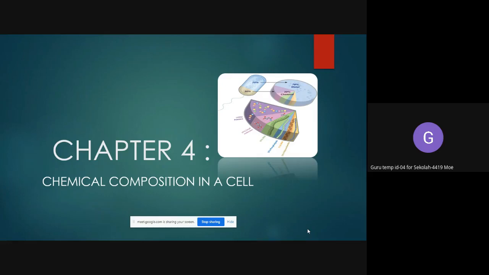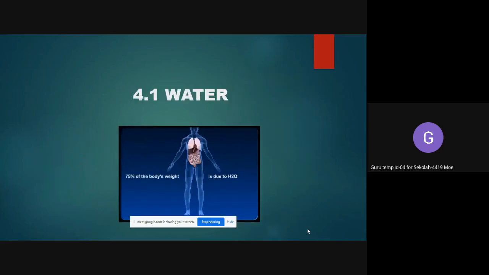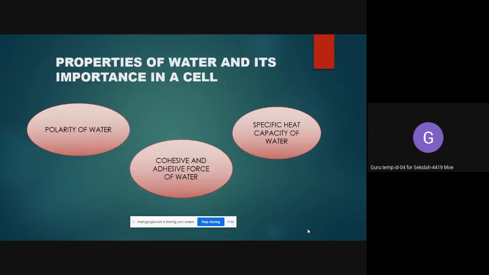Our body is composed of 70% water and 30% chemicals. The chemicals include carbohydrates, protein, lipids, and also nucleic acid. So we are going to start our lesson with subtopic 4.1, which is water: properties of water and its importance in a cell.